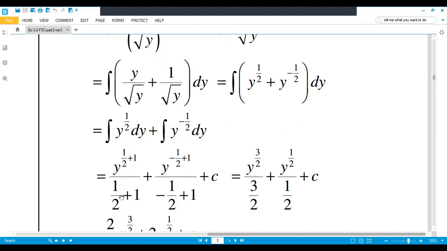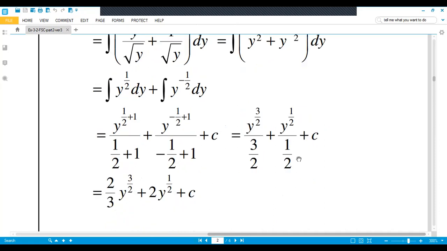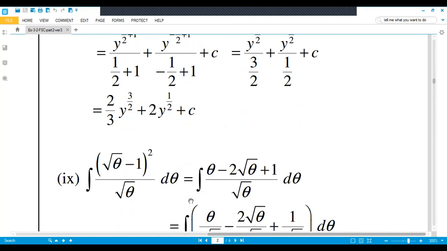In the power, 1 will be added, and the same power will come in the denominator. In the power, 1 will be added, the same power will come in the denominator, plus c. So it will be 3 over 2, and minus 1 over 2 plus 1 is 1 over 2, 1 over 2, plus c. To write its reciprocal, because if something is in the denominator, it will come in the numerator. So 2 over 3 y power 3 over 2 plus 2 over 1 y power 1 over 2 plus c. So this is the required answer.